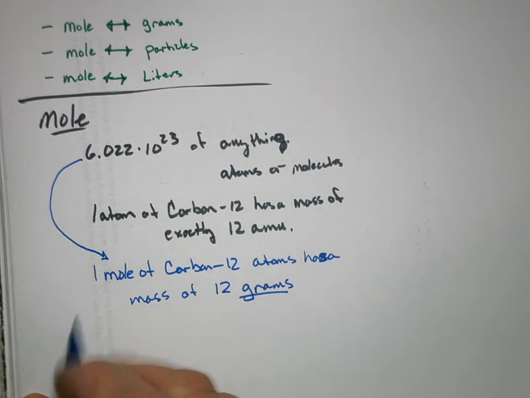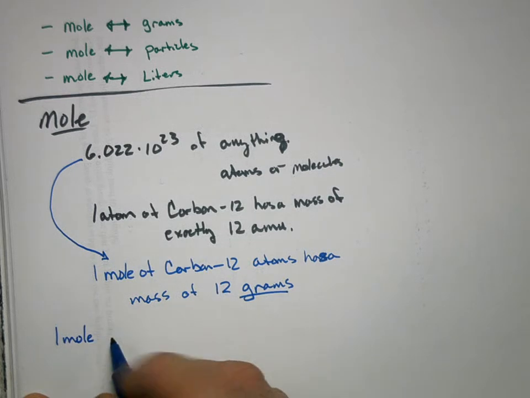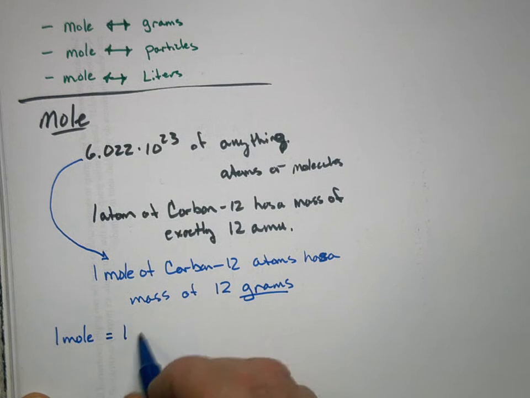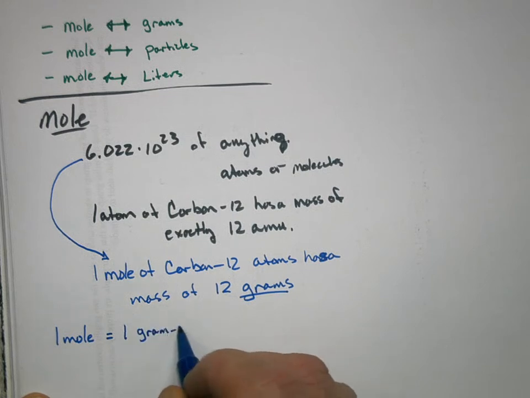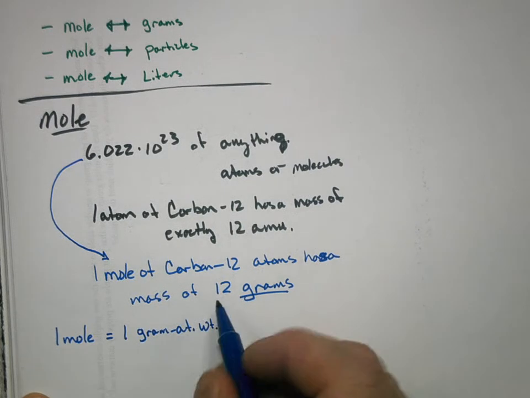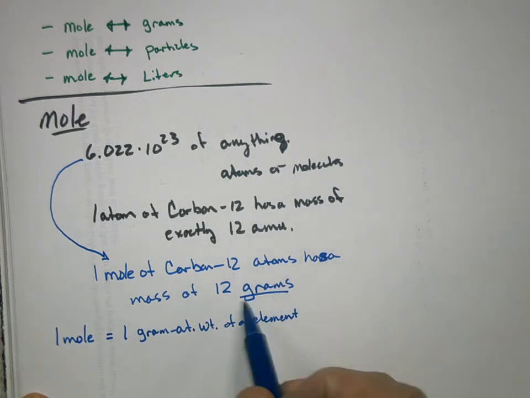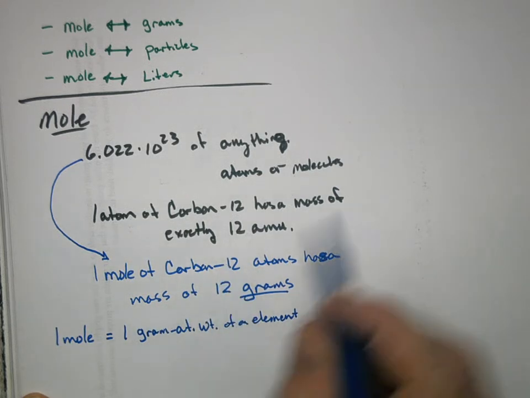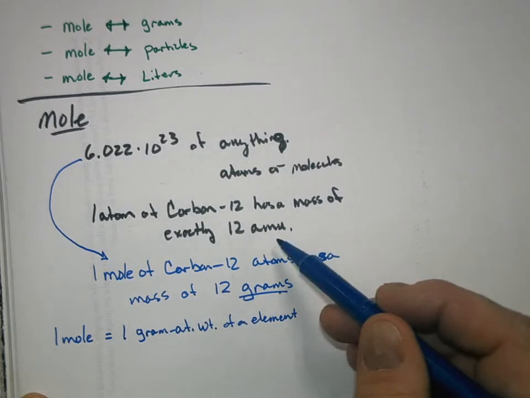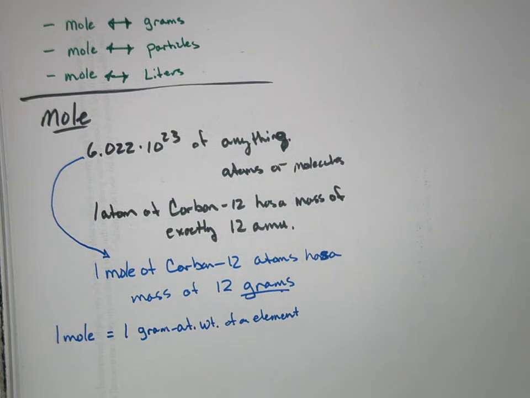That one mole equals 1 gram atomic weight of an element. That's just this right here. This conversion means gram atomic weight. So if you take whatever you get on the periodic table, that's the atomic weight. You put G after it, and that's how many grams you have. You guys follow that?